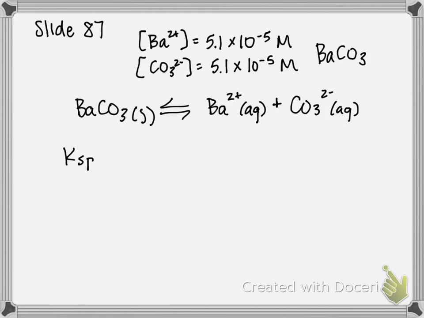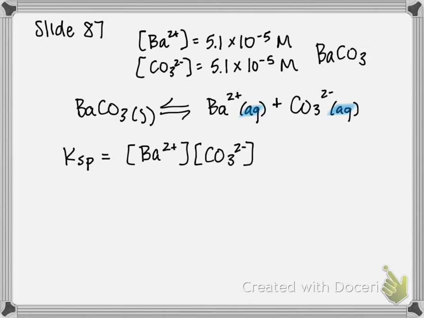KSP is going to be equal to products. So look real quick at the phases. Both are aqueous, which is one of the things we can include in an equilibrium expression. So on top it's going to be Ba2 plus times CO3 2 minus. And neither of those are raised to a power because they both just have a 1 in front of them. And then we look and see, are we going to include anything on the bottom?